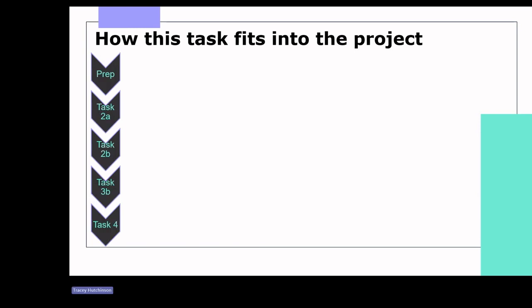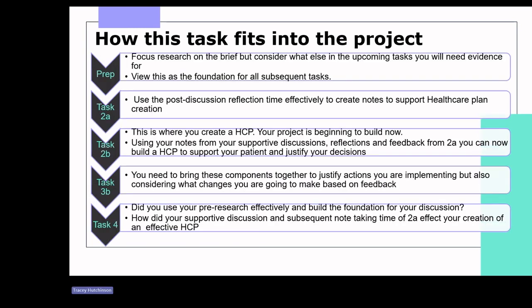In the preparation research, students continue to focus their research on the current brief, but consider what evidence they'll need for upcoming tasks. In Task 2A, use the post-discussion reflection time effectively to create notes that will support the creation of the healthcare plan. Task 2B is the creation of the healthcare plan. The students' project is beginning to take shape. Students will utilise their notes from supportive discussions, reflections and feedback from Task 2A to build a comprehensive healthcare plan.